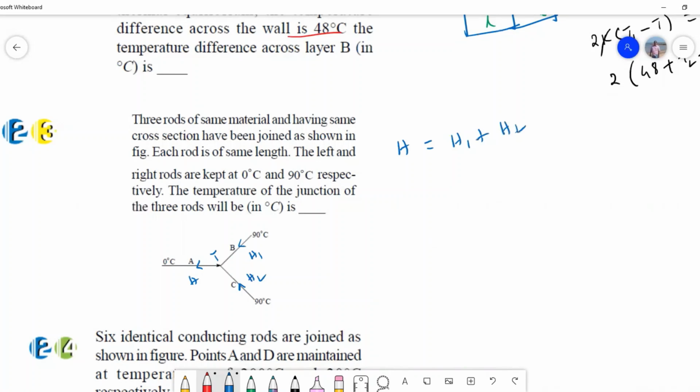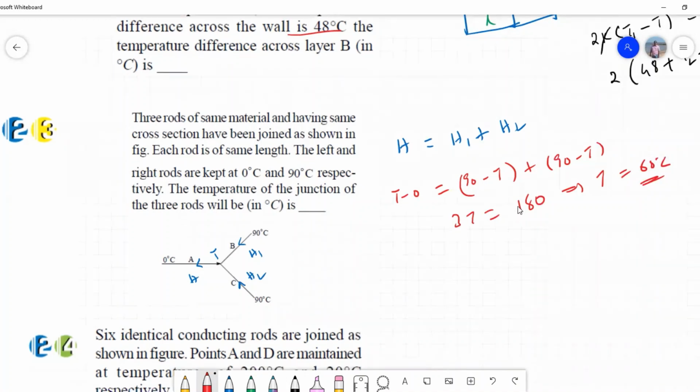H is ultimately K dT by L. Given that the rods are the same, it means K is the same. Having the same cross section, area, length is also the same. So directly KA by L cancels on either side. So I can write T minus 0 is equal to 90 minus T plus 90 minus T. So simply 3T is equal to 180. That implies T is equal to 60 degrees centigrade. Because the dimensions are the same and the material is the same, KA by L will cancel.